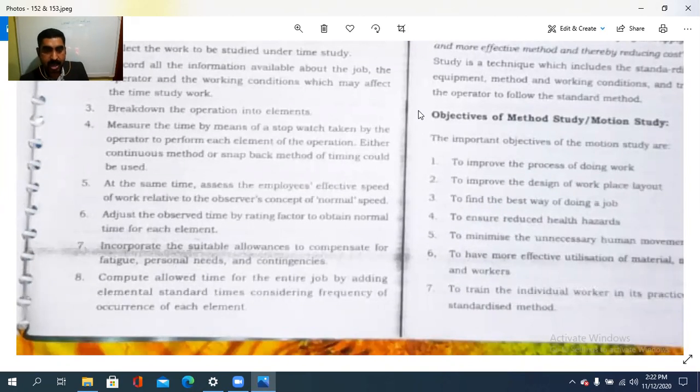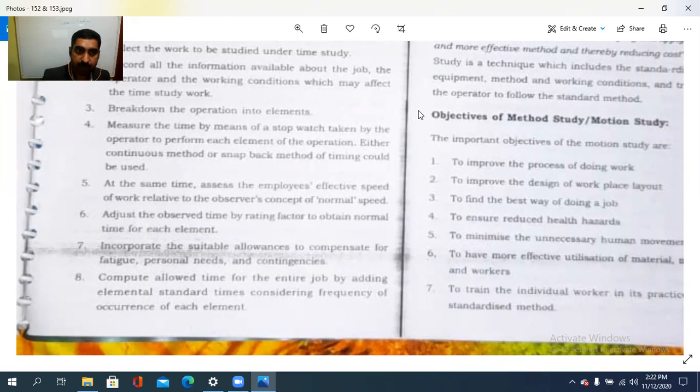At the same time, assess the employee's effective speed of work relative to the observer's concept of normal speed. അതായത് assessing, valuing or comparing, or evaluating the employee's effective speed. കാര്യക്ഷമമായിട്ടുള്ള സ്പീഡിൽ വർക്ക് ചെയ്യുന്നുണ്ടോ, ഇവിടെ ഒരെണ്ണം സെറ്റ് ചെയ്തിട്ടുണ്ട്, അതിനനുസരിച്ച് അല്ലെ അതിൽ കൂടുതലാണോ എംപ്ലോയി നീഡ് ടു വർക്ക് ഓർ നോട്ട്. Assess it, and adjust the observed time by rating the factor to obtain normal time for each element.